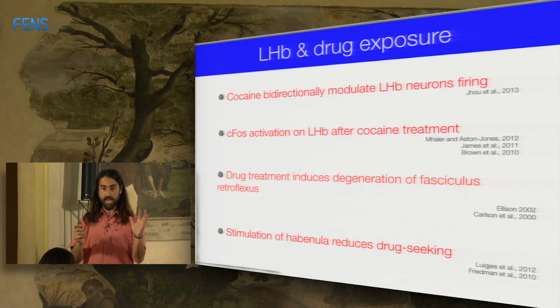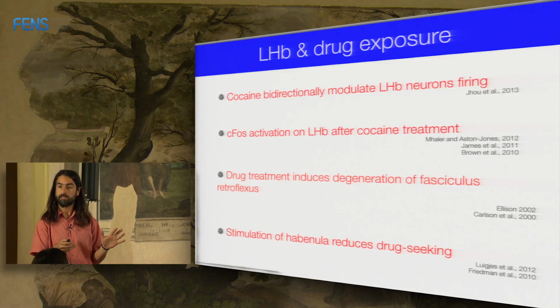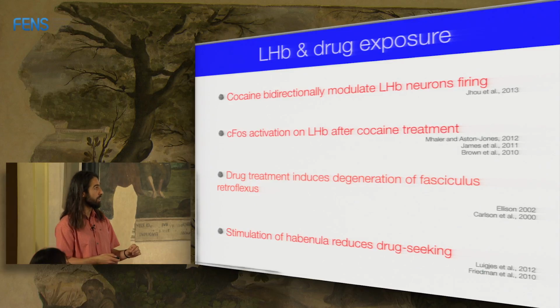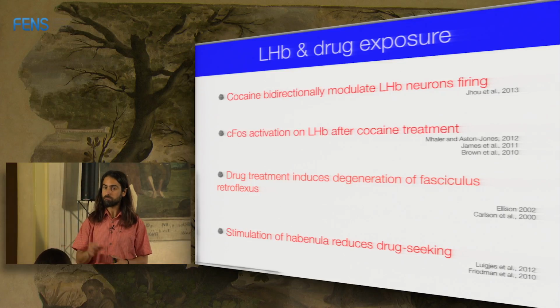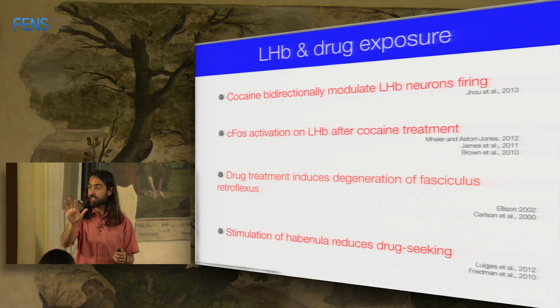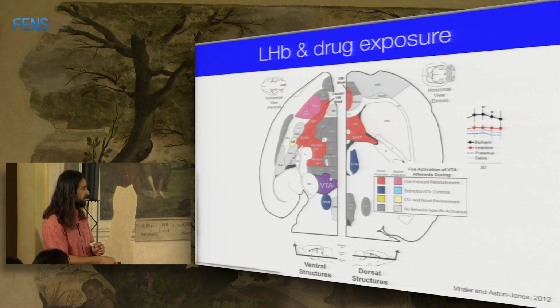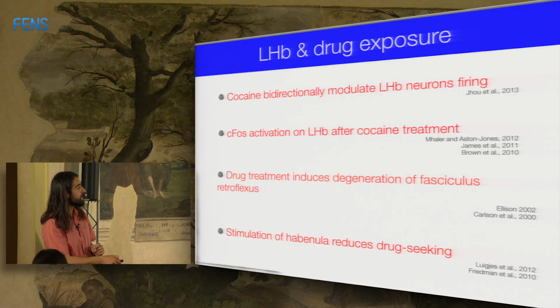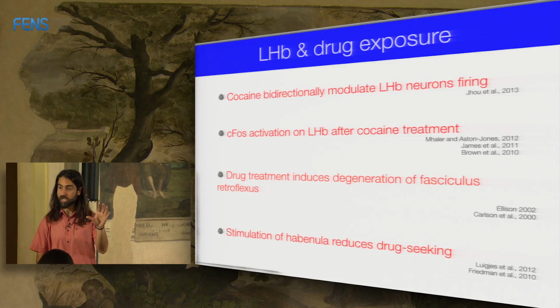First of all, cocaine, a general psychostimulant, acutely, while the mouse is sleeping and anesthetized, when you administer cocaine IP, that can bidirectionally modulate lateral habenular neurons' activity. So the first hint is that an acute injection of cocaine changes the activity of these neurons. Then, it has been shown that c-Fos activation in the lateral habenula can occur after cocaine treatment, both an acute injection and even a chronic injection.